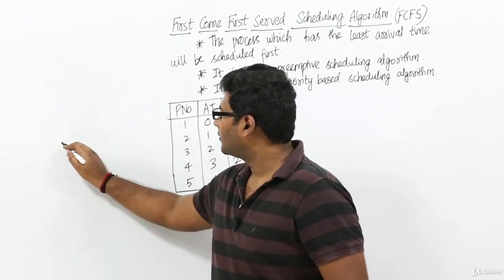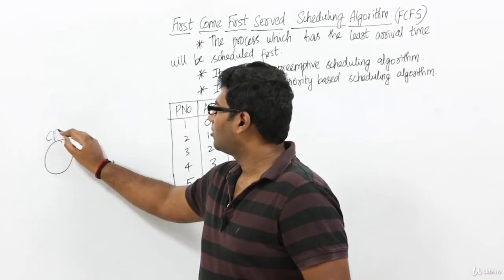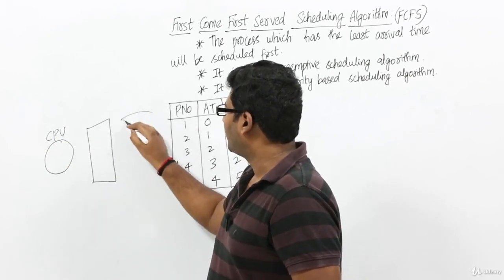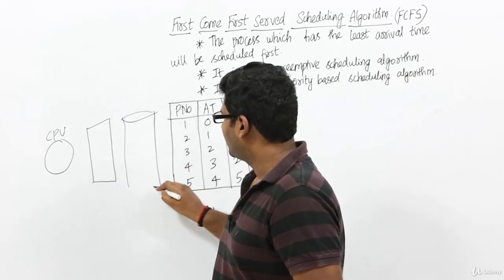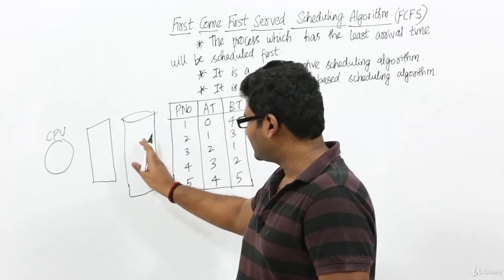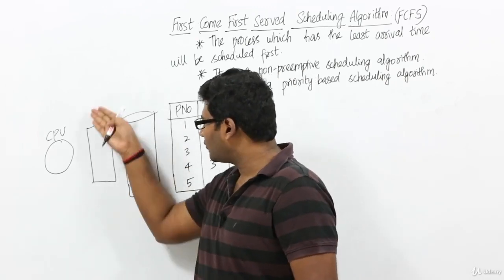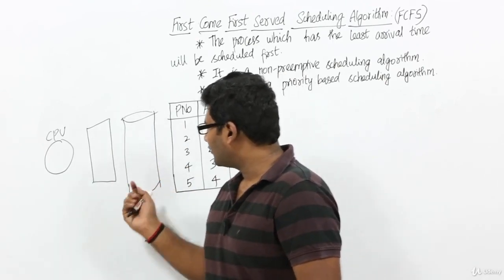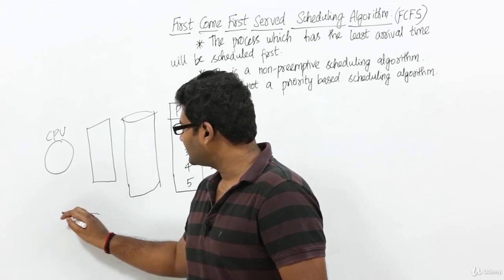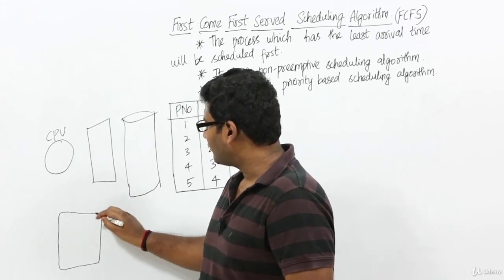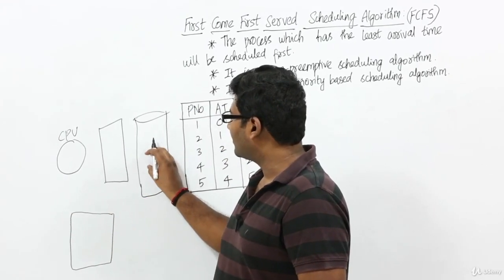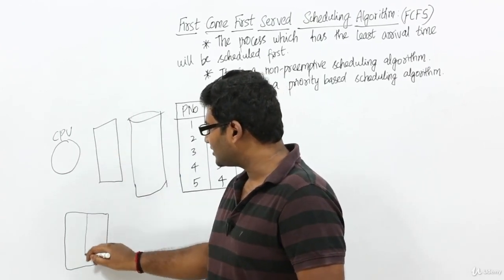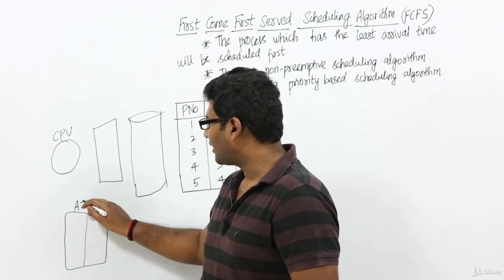We know that we have our CPU, we have the RAM, and we also have the hard disk. Processes are being moved from hard disk to RAM. Let us assume we are using some timer, and we are noting the arrival time of every process. If P1 has come at some time and P2 has come at some time, we have noted all these times. That is what we mean by arrival time.